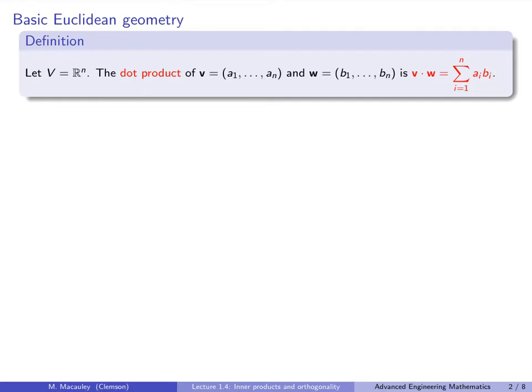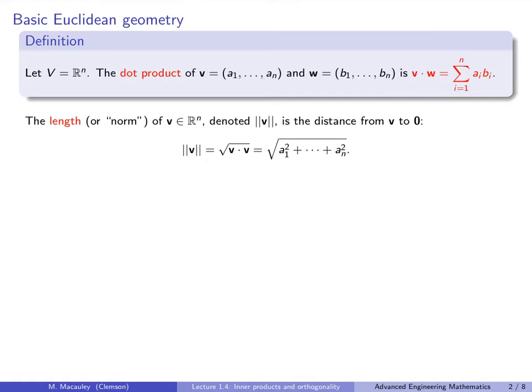So the dot product of two vectors v and w, if we write them as n-tuples of numbers, say a1 up to an and b1 up to bn, well, that's just v dot w, which is the sum from i equals 1 to n of ai times bi. So we just multiply these two vectors component by component and add that up.